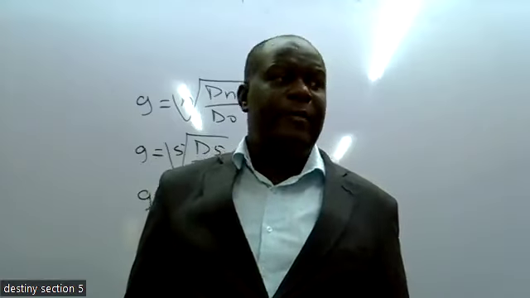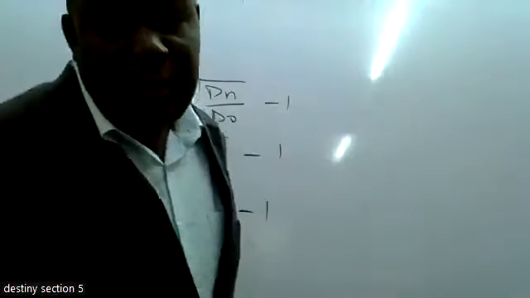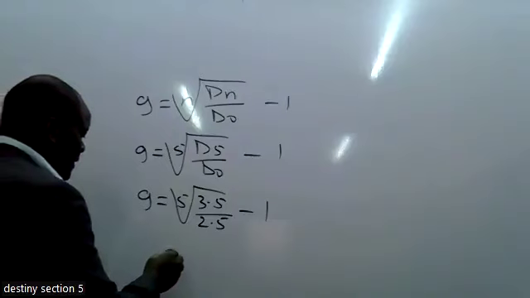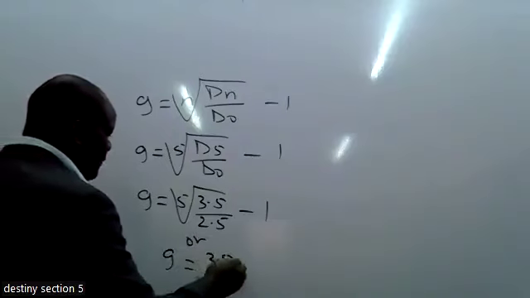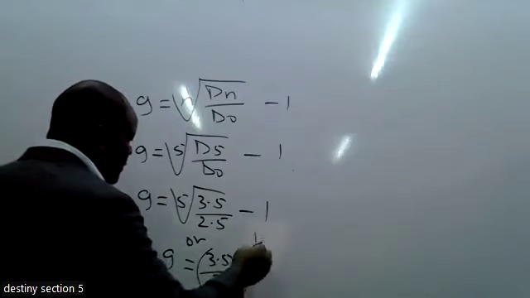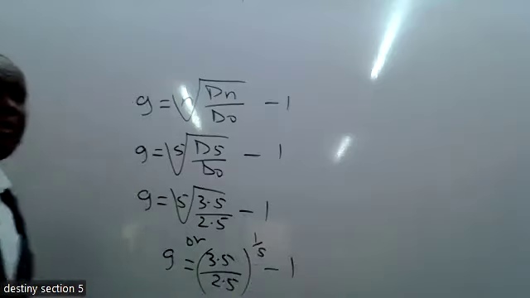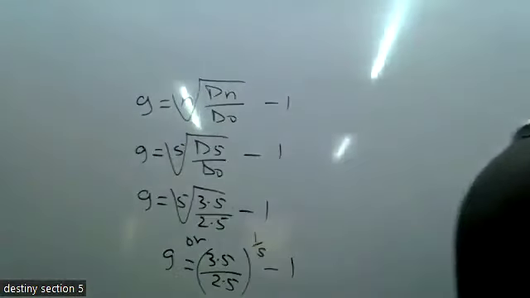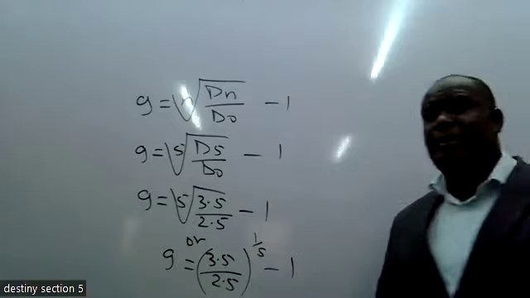Remember, there were 2 formats I'd given you to get the same figure. I'd also shown you that to get that same figure, it can also be given by 3.5 divided by 2.5, and you raise the power of 1 over 5. Then you subtract 1 like that. So I had shown you that other point. So when you compute, what percent are you getting when you express it as a percent?